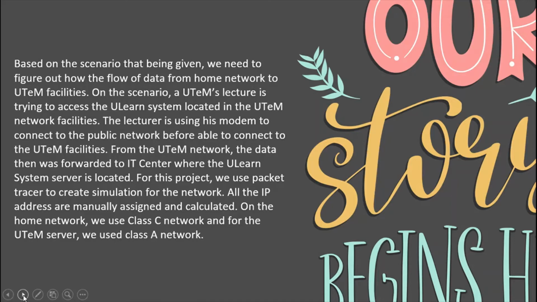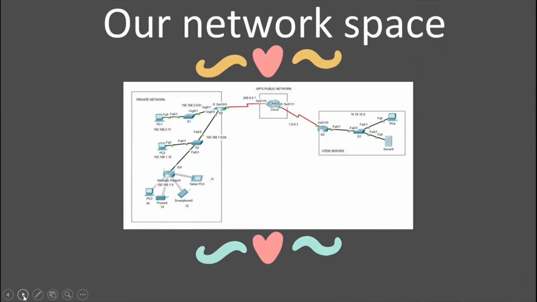For this project, we use Packet Tracer to create a simulation of the network. All the IP addresses are manually assigned and calculated. On the home network, we use a class C network, and for the UTEM server, we use a class A network. Our network space: this is our private network, and this is our UTEM server.